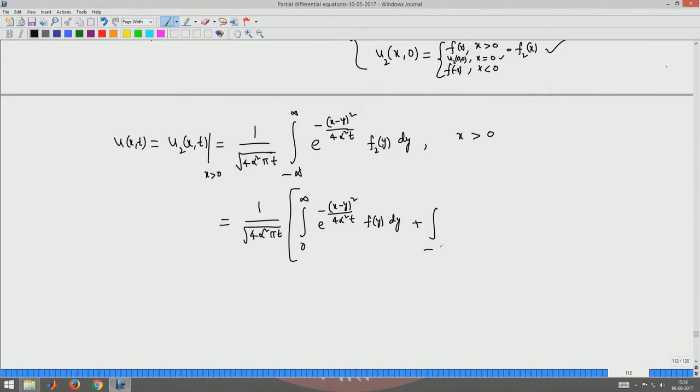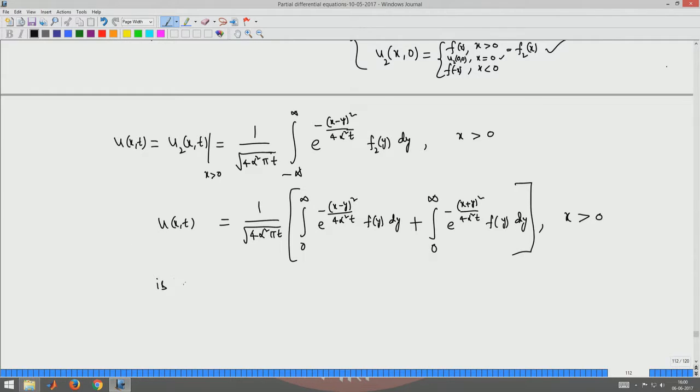Now you do the integral from minus infinity to 0, where the kernel is the same, (x minus y) whole squared by 4 alpha squared t. Now f2(y) when y is between minus infinity and 0, that means y is negative, is f(-y) dy. Now you do the change of variable here. You get (x plus y), f(y), and dy becomes minus dy, and the limits go from infinity to 0. When you write infinity to 0 as 0 to infinity, this becomes plus again. So this is your required solution.